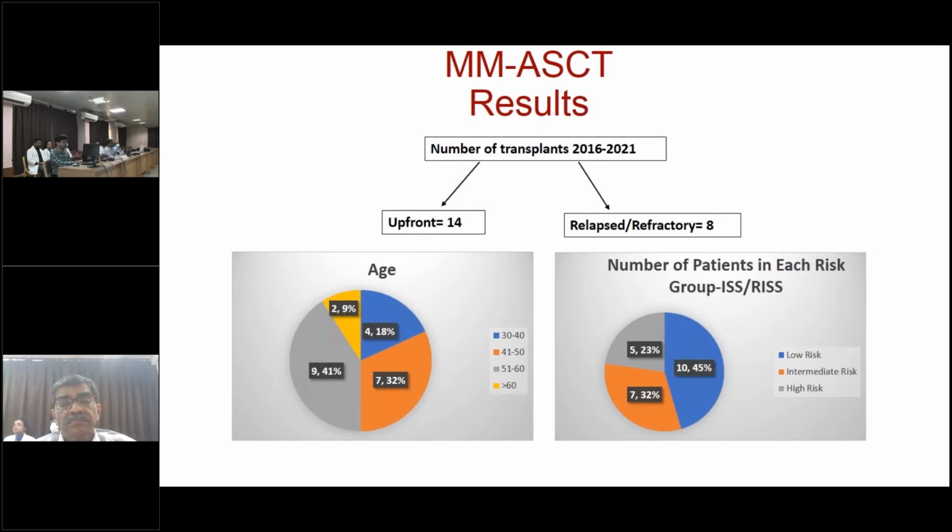In terms of the number of transplants divided by age, the most transplants were conducted in the age groups of 51 to 60 and 41 to 50. The most common risk group was the low risk, followed by the intermediate risk, and then the high risk.